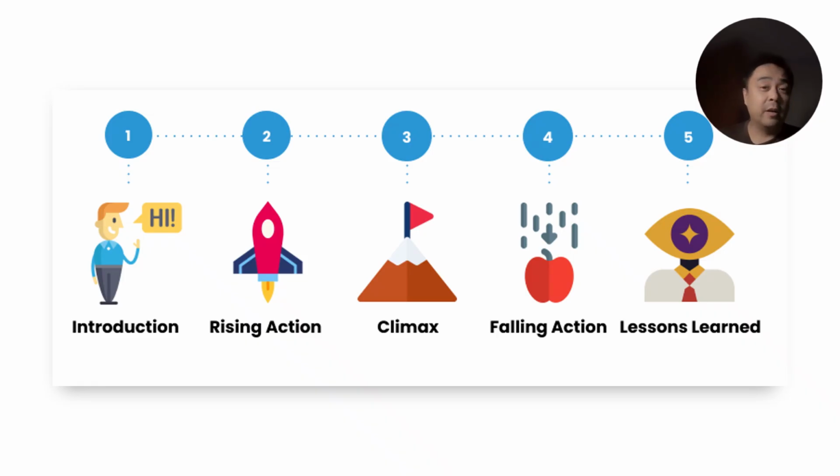We start with an introduction. Then we go into rising action. Something begins to happen. Now, there might be some conflict building. There might be some tension building. And then there is the third part, climax, followed by falling action, what happens after the most exciting thing. And then we end the story or the narrative with a reflection. What did I learn from this? What was it like?